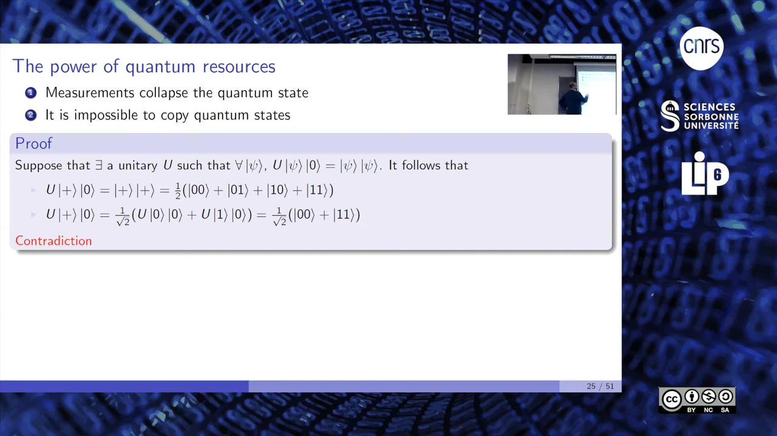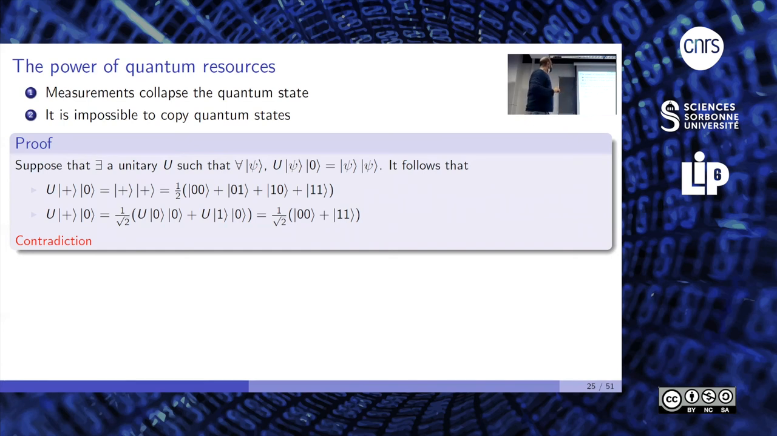But by linearity, you can rewrite plus as zero plus one. So you can decompose plus as a sum of zero and one. And you arrive at the conclusion that the outcome of this unit is not plus and plus, but the quantum state 0 0 plus 1 1, that's different from plus plus. Plus plus is 0 0 plus 0 1 plus 1 0 plus 1 1. So the punchline is that one can show, by the rules of quantum mechanics, that it's impossible to copy quantum states.